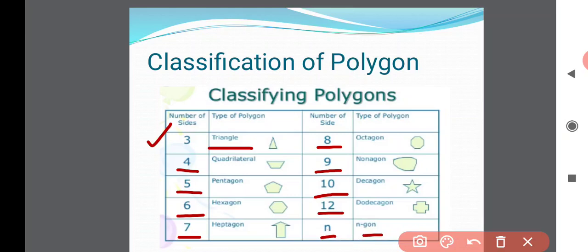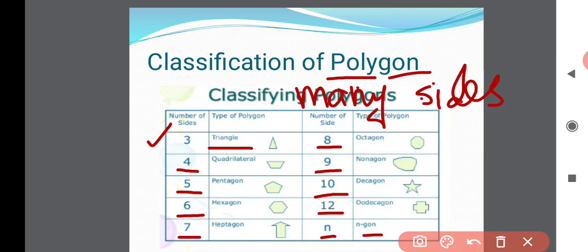We know that in the word polygon, poly means many, and gon is for the sides. So a figure which is made up of many sides. You can memorize it in this way also. In their names, only the gon is added at the end. So for an n-sided polygon, the name will be n-gon.